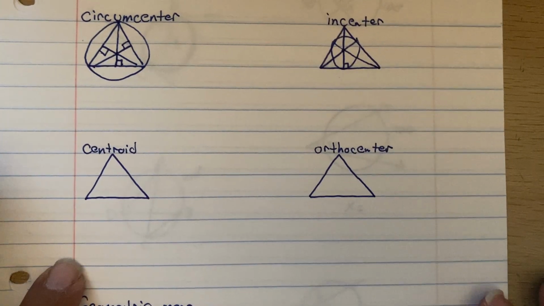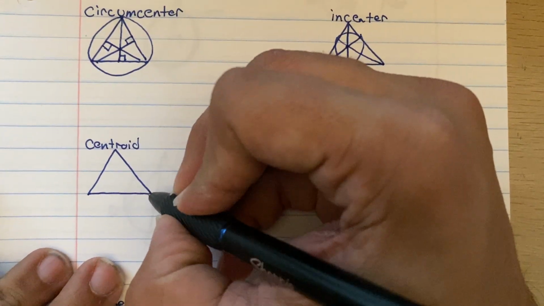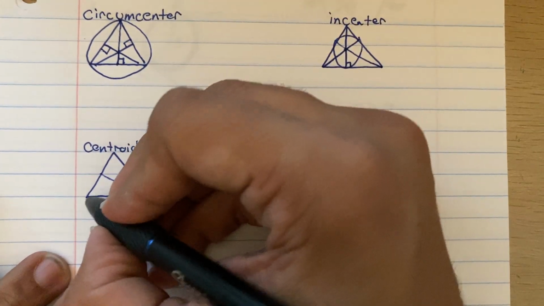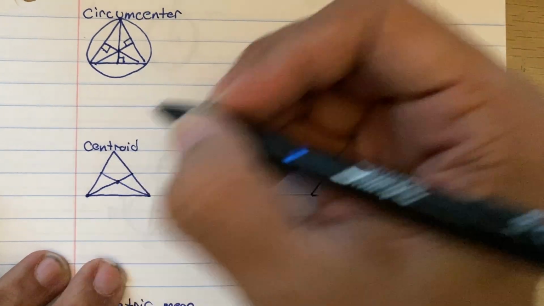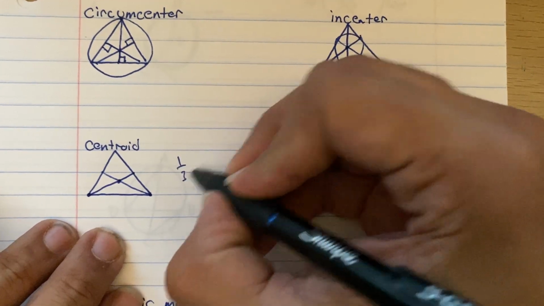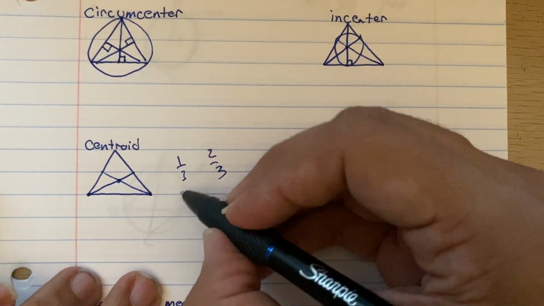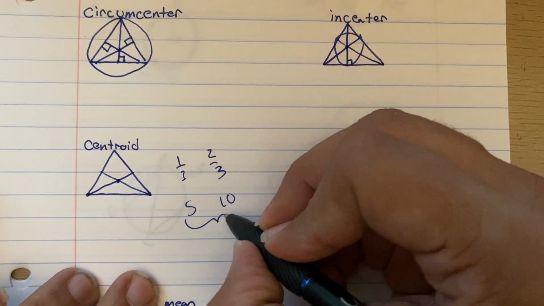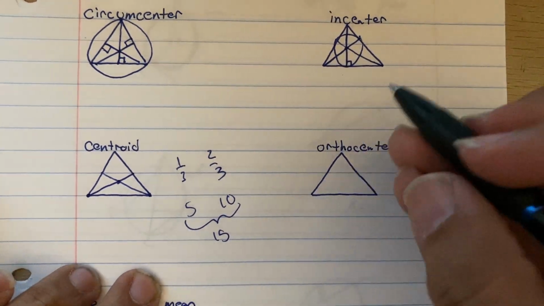Now, centroid is the median of each side. So you're starting in the corner and you're cutting the side in half. And that point that you're meeting at cuts each line into a 1/3, 2/3 piece. So if one piece is 5, the other piece has to be 10, and the total length of the line has to be 15. Okay?